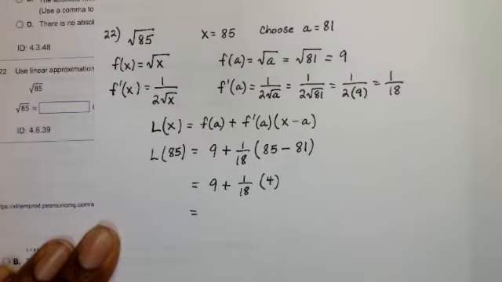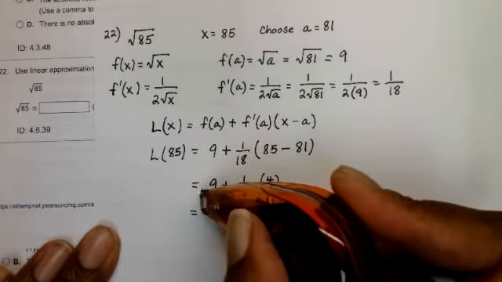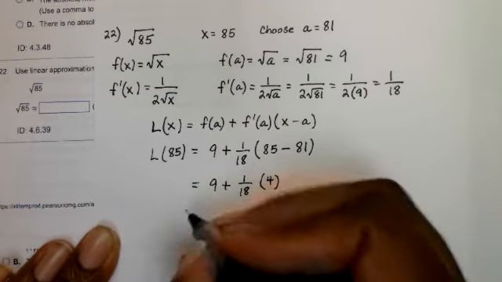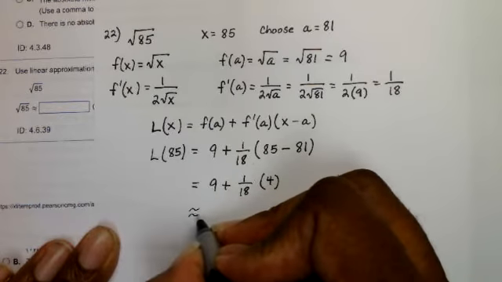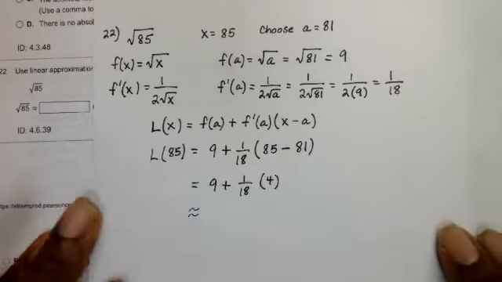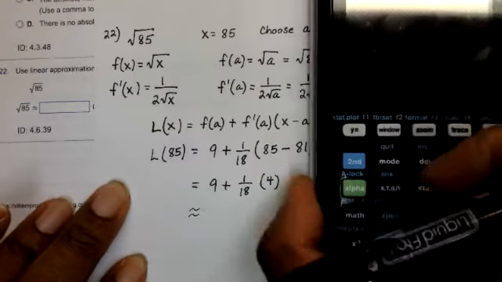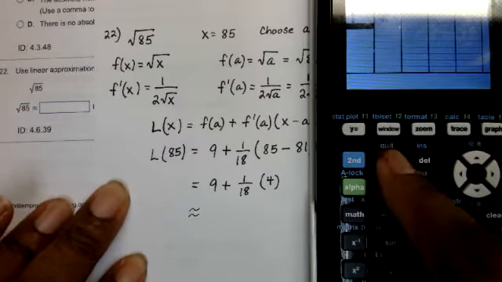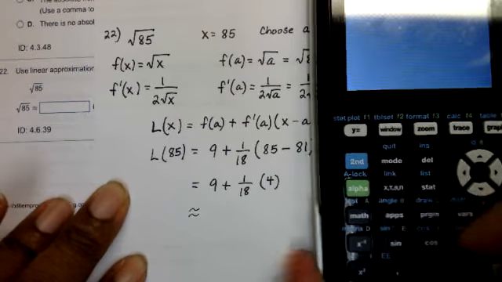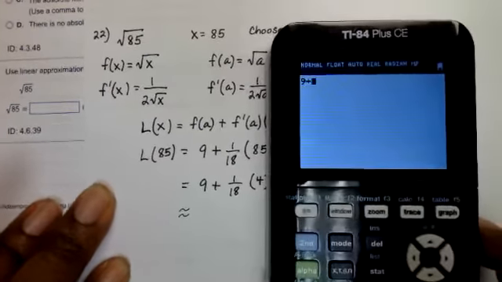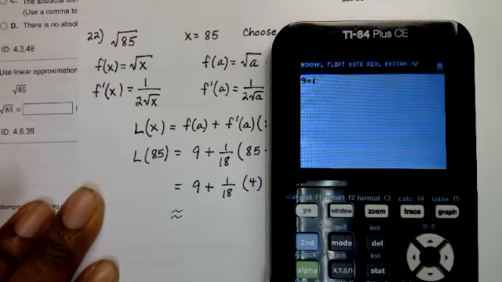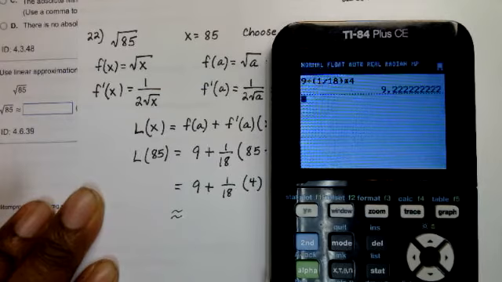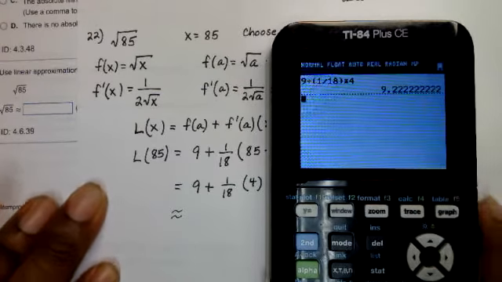And I'll do this in the calculator because they want the approximate value here. Let me check how they want this, to 3 decimal places as needed. So in this case, if I type this in, this will be 9 plus, in parentheses, 1 divided by 18, close parentheses, times 4. So to 3 decimal places, this will be 9.222.